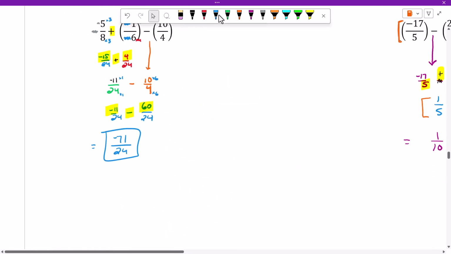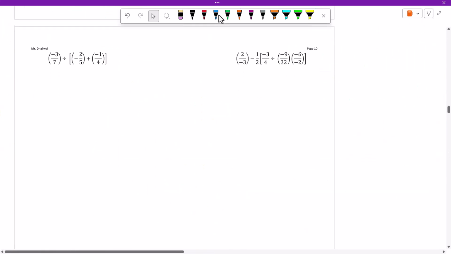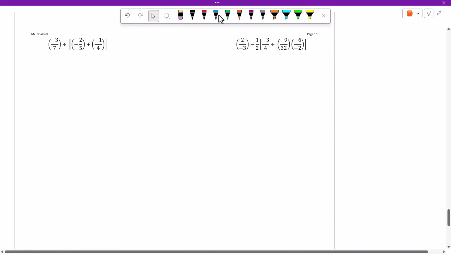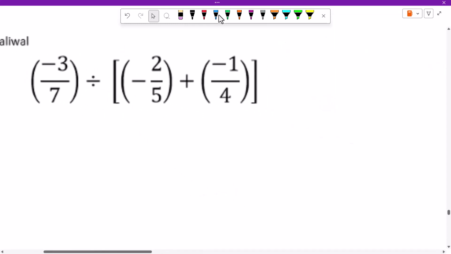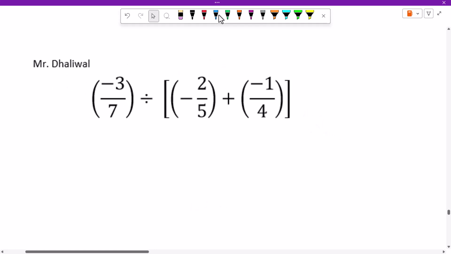Okay, let's go on to the back page. All right, which one should we go first? Let's do the left one. Let's just go left to right. Two questions left, and we'll break after that. All right.